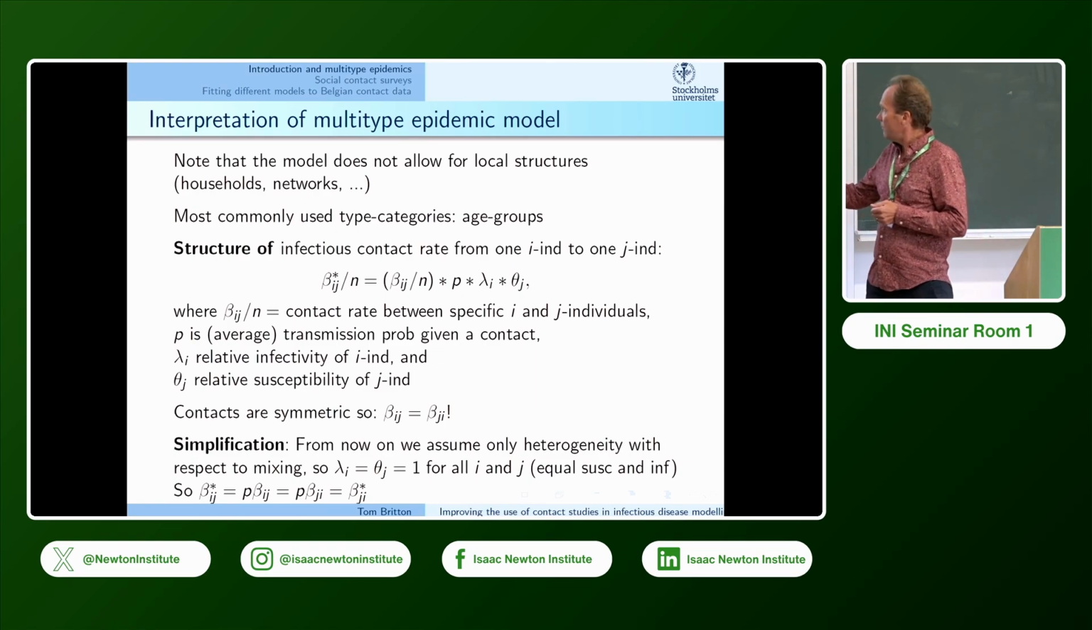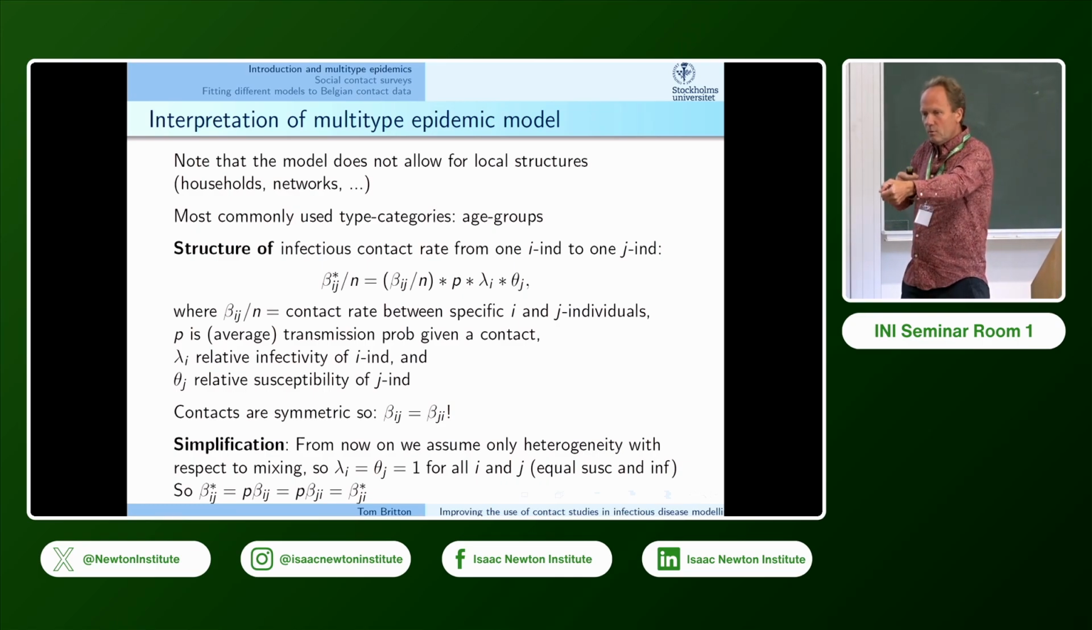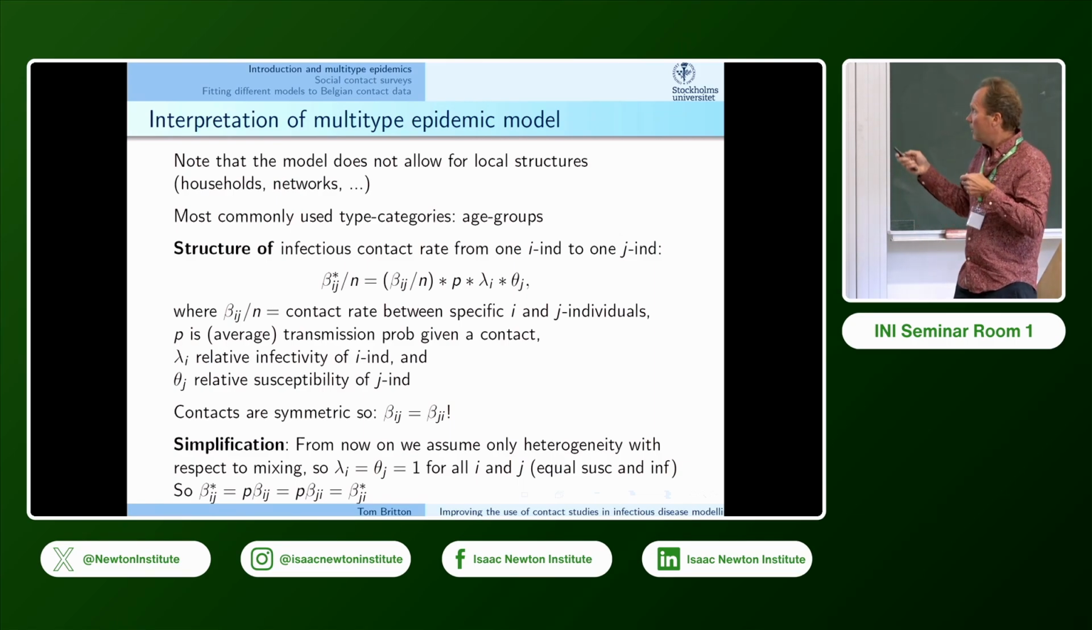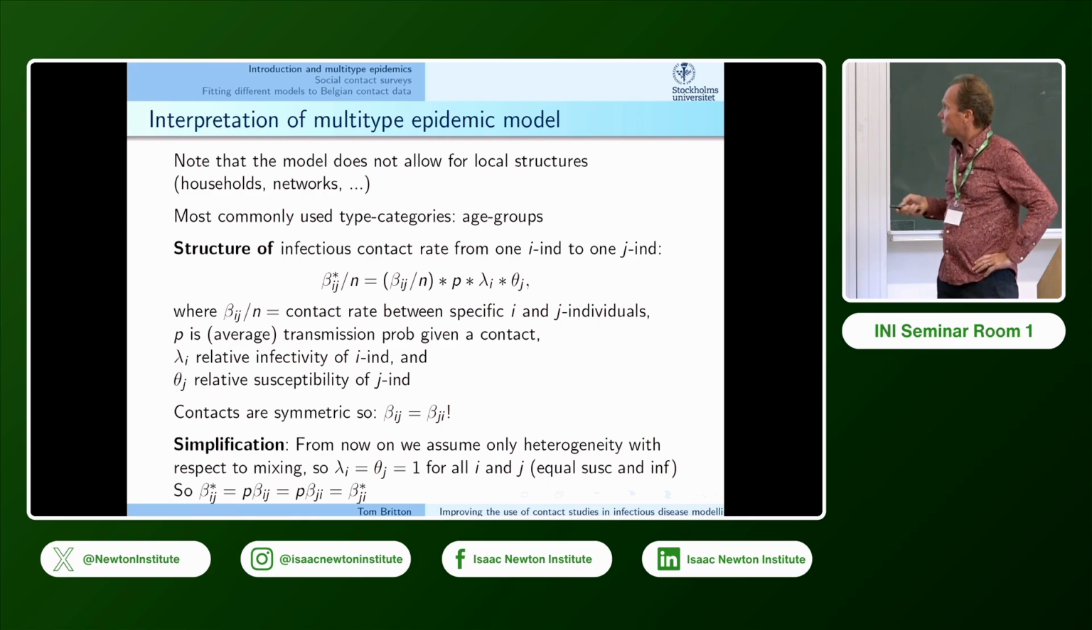And an important feature is that the contacts are symmetric. If I have contact with you, you have contact with me. The transmission probability might be asymmetric, but I will assume this to be symmetric as well. Okay.